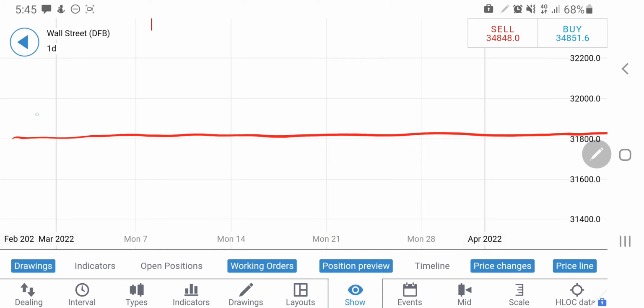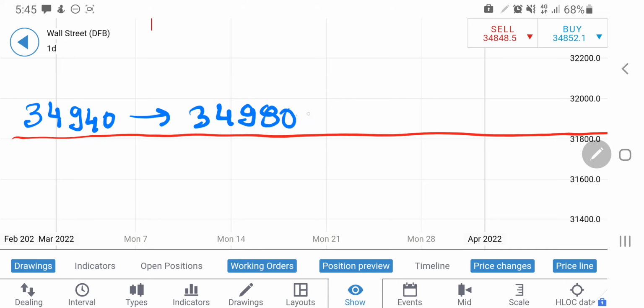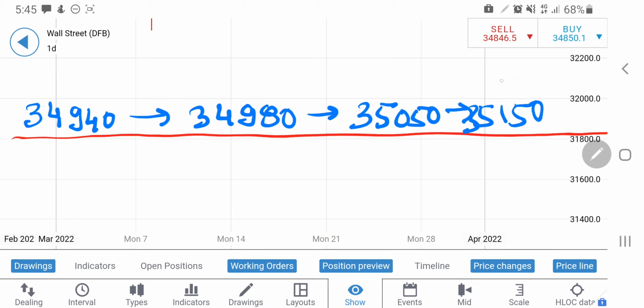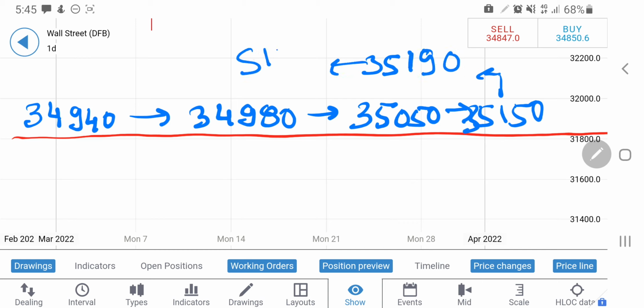So I'll only recommend you to go long at 34940 levels. Then beyond this, you can expect 34980, and if it goes past this, then the next targets are 35050 and 35150. It can rise till these levels easily, so take your trades accordingly. Then the next target is 35190 level, and beyond that sky is the limit. On the upside it can fly strongly.